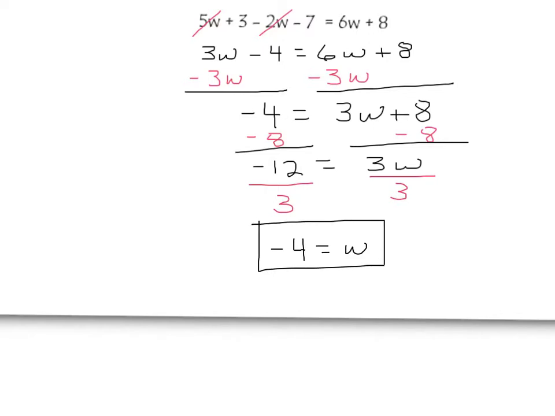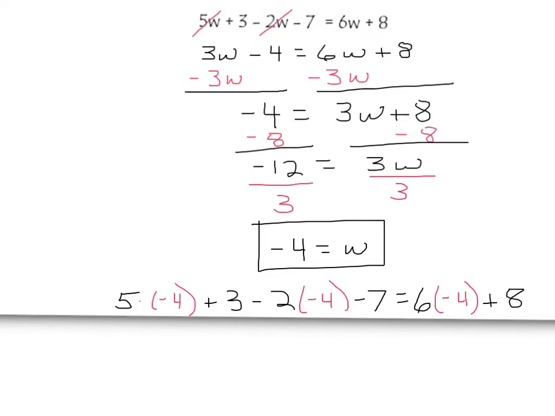We're going to plug that back into our original equation. 5 times negative 4 plus 3 minus 2 times negative 4 minus 7 should equal 6 times negative 4 plus 8. So on the left, 5 times negative 4 is negative 20. 2 times negative 4 is negative 8.